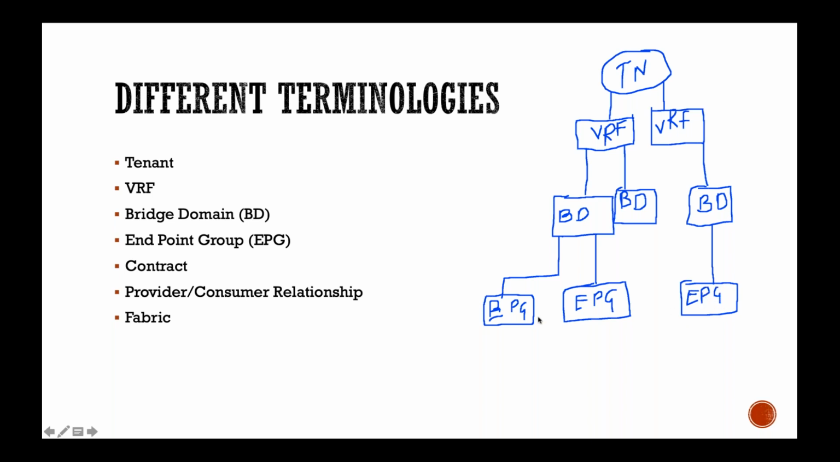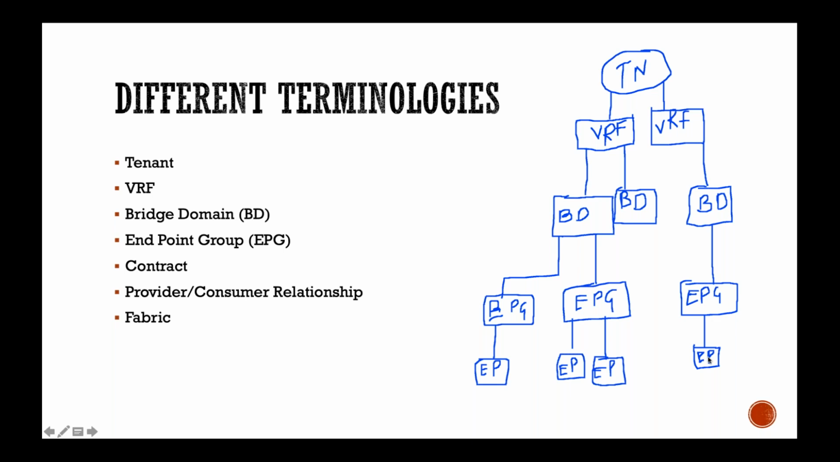Now further on, an EPG consists of EPs. EP is your endpoint. It's an actual server, user, whatever device you have connected. So they are actually EPs. One EPG can have multiple endpoints. So this is how the hierarchy looks.